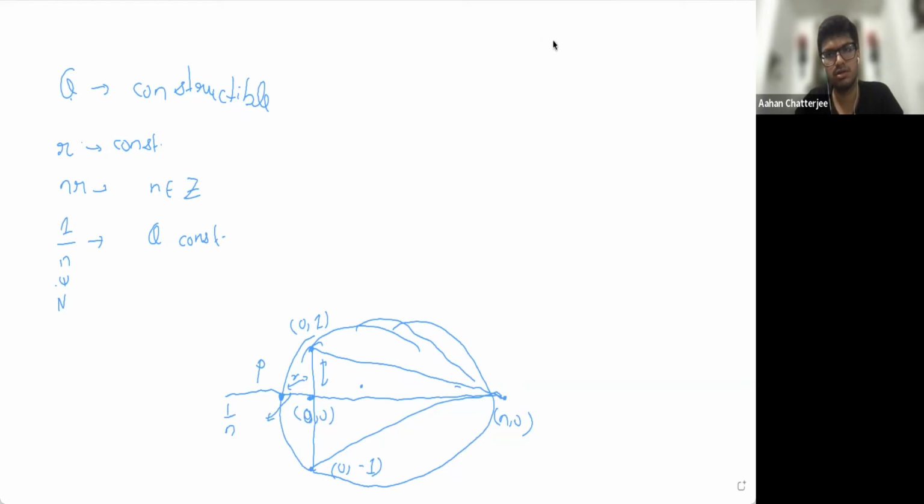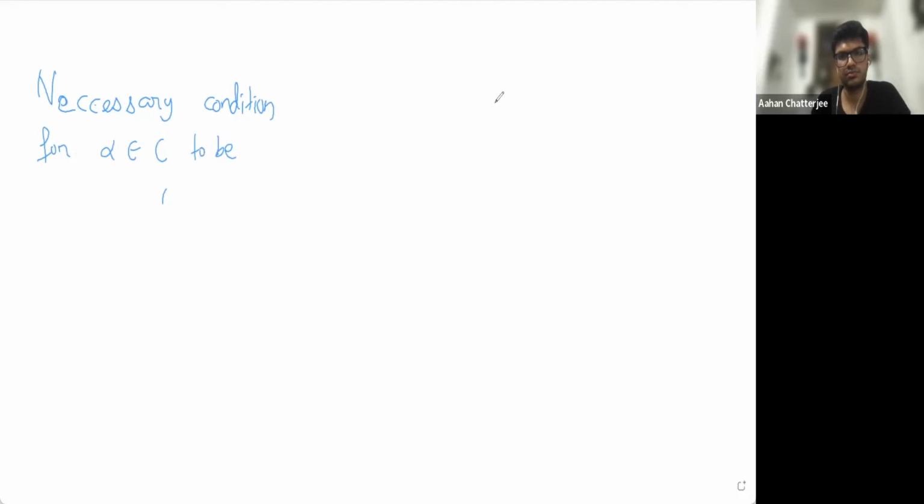And now, the next step is to find a necessary condition for alpha in C to be constructible.